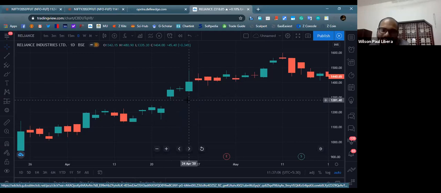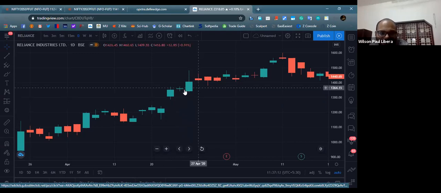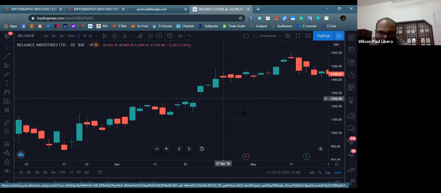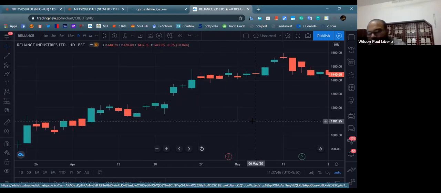And then again, the next day, it was a bullish day. See, the prices did open below the closing of the previous day, but then the buyers came in and took the price all the way up to the highest price, that is 1,480, and then sellers came in and took it back. The closing price was 1,404. See, this is how you decode candlesticks. Now we will see how to combine candlesticks.